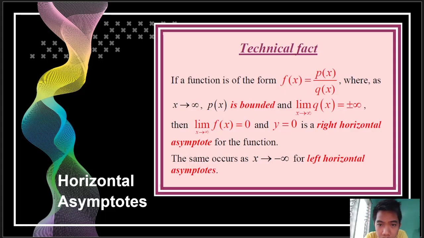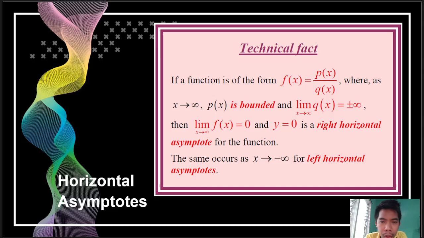If a function is of the form f of x is equal to p of x all over q of x, where as x approaches infinity, p of x is bounded and the limit of q of x as x approaches infinity is equal to positive or negative infinity, then the limit of f of x as x approaches infinity is equal to 0 and y is equal to 0 is a right horizontal asymptote for the function. The same occurs as x approaches negative infinity for left horizontal asymptotes.